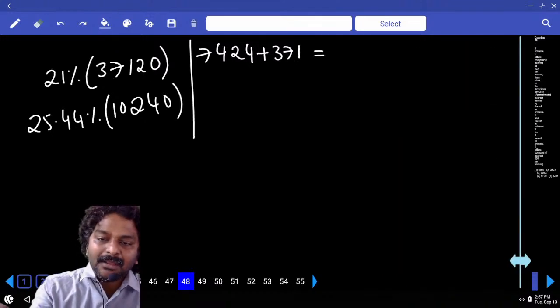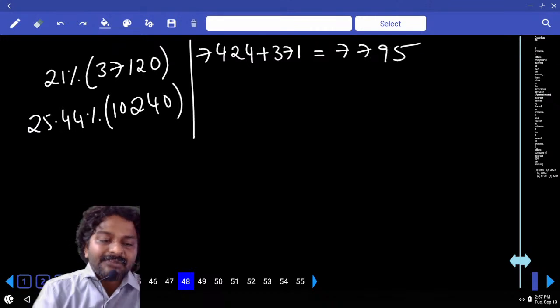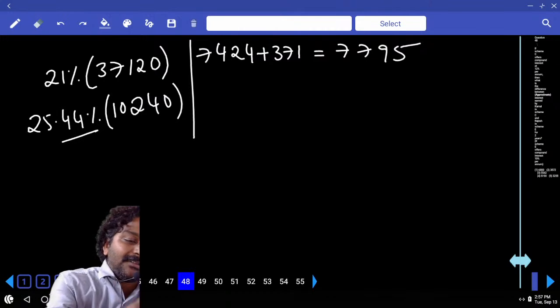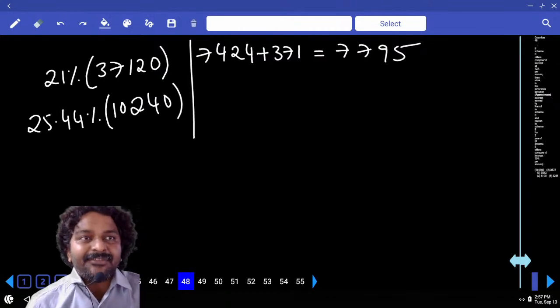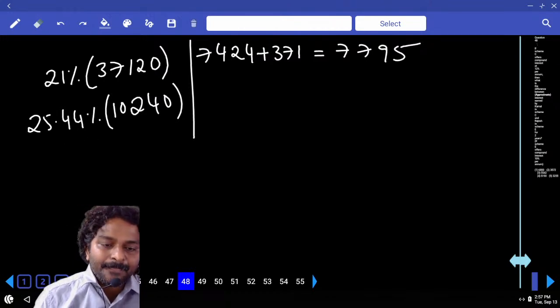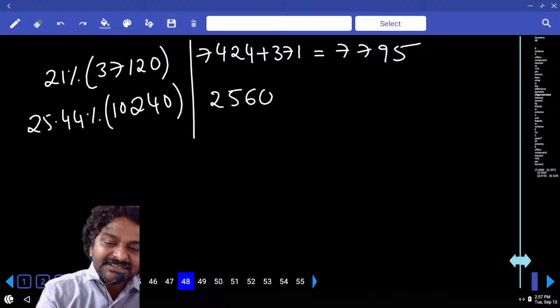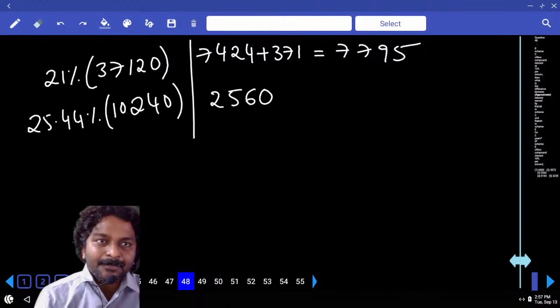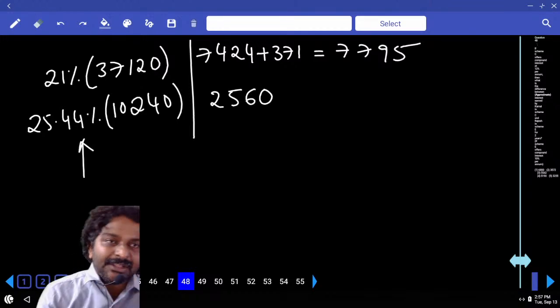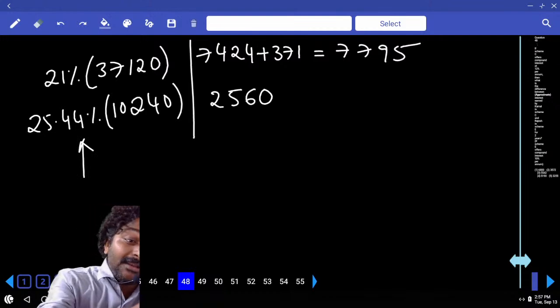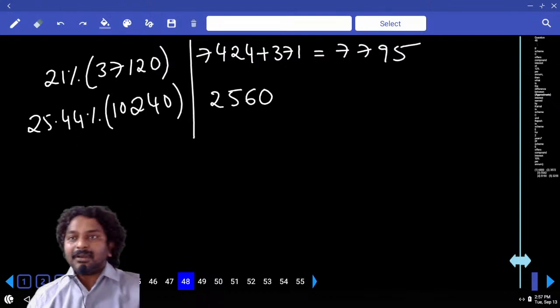Okay. And now it becomes 7795. 25.44%. First, let me calculate 25%, which is 1/4 only. What is 1/4? Come on, tell me. 2560. This is 25%. And how much more percent we need to take? 0.44. Can I take it as half?